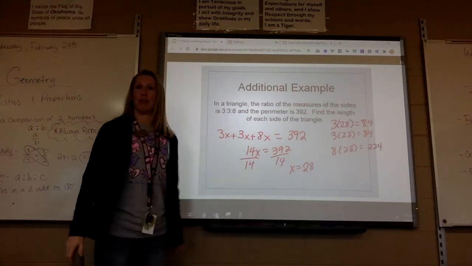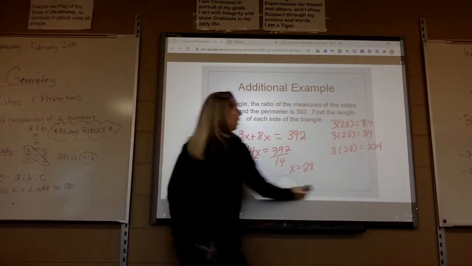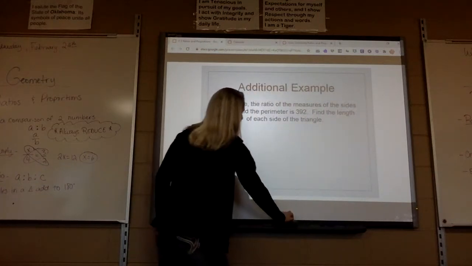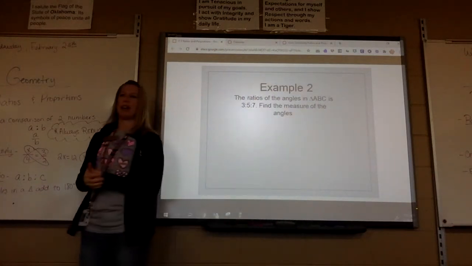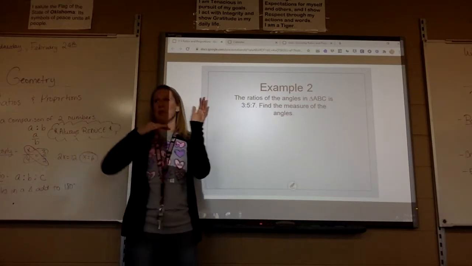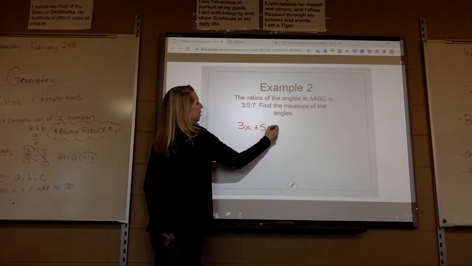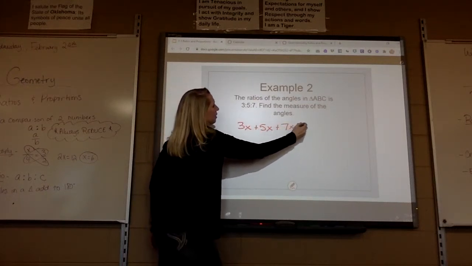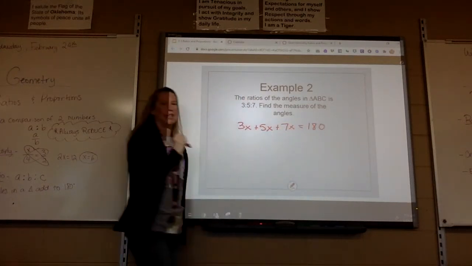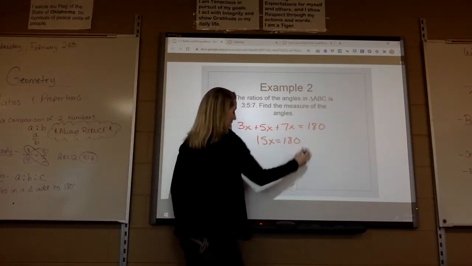Okay, you guys okay with that so far? Okay, so that's if it's perimeter, but what if we're talking about the angles of a triangle? Do you remember what all the angles in a triangle add up to? 180. So you do it the same way, but you put it equal to 180. So 3 times x, 5 times x, 7 times x would equal 180. 15x equals 180.